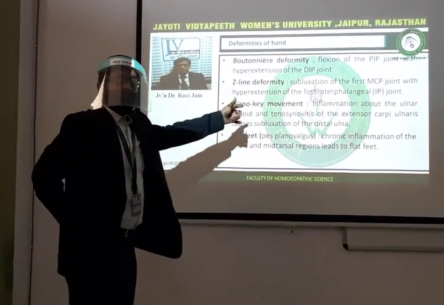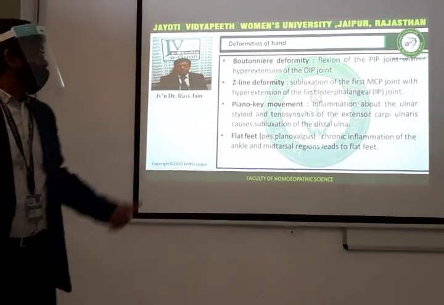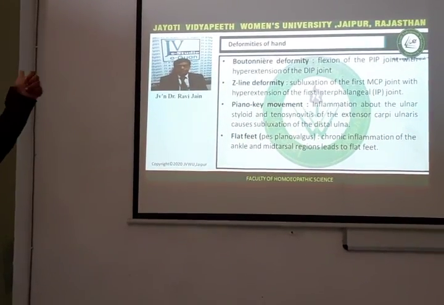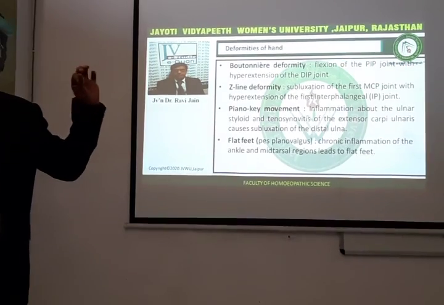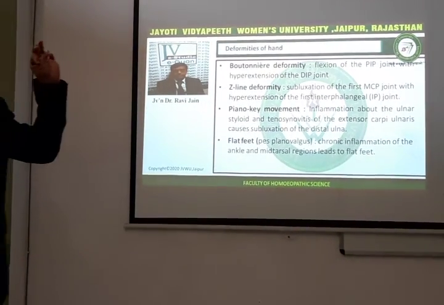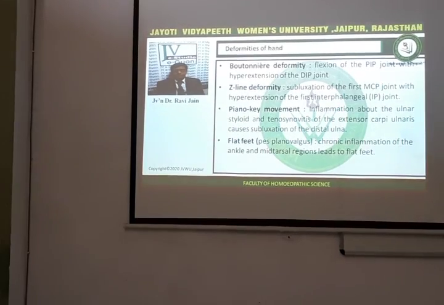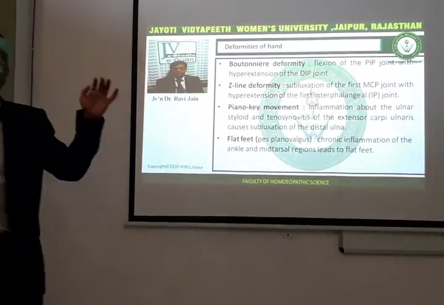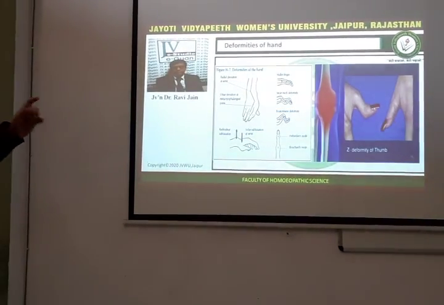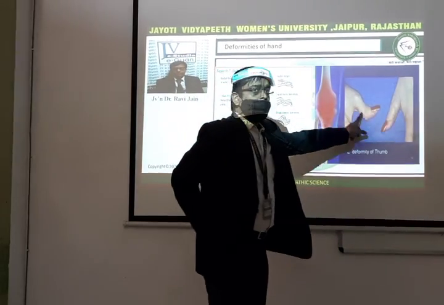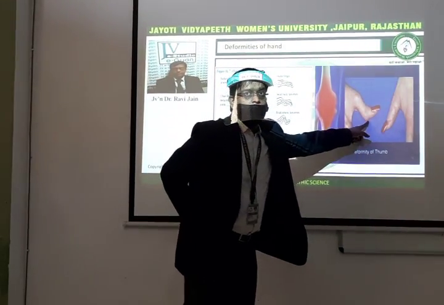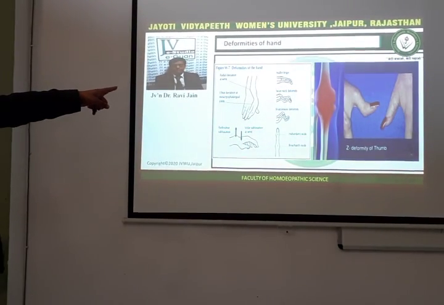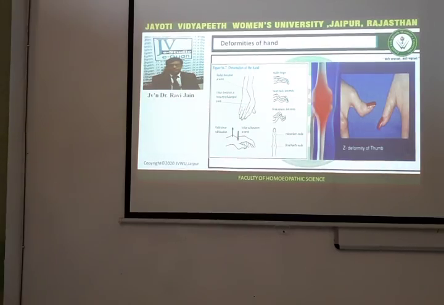Then we have Z-line deformity that is seen in the thumb. What happens in Z-line deformity? We have subluxation of the first metacarpophalangeal joint. First metacarpophalangeal is the thumb joint. So there is subluxation of the first metacarpophalangeal joint with hyperextension of the first interphalangeal joint. Let me show you this deformity first. This is the Z deformity of the thumb. Now again, we will go to that discussion. What is Z deformity? Have you seen this picture? Yes. Now we come back to the Z deformity.